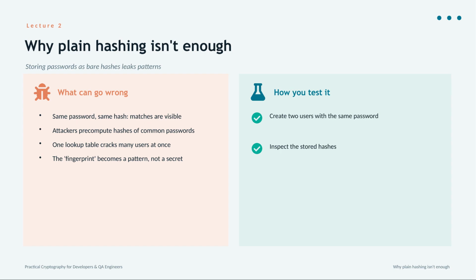But hashing alone has a problem. If 2 users pick the same exact password, a plain hash turns them into the same fingerprint. An attacker who steals the database can see those matches, and worse, they can pre-compute the hashes of common passwords and just look yours up. Plain hashing leaks a lot of patterns.